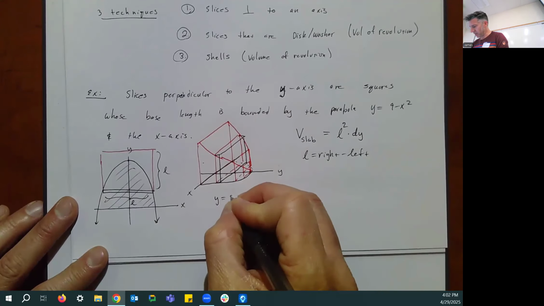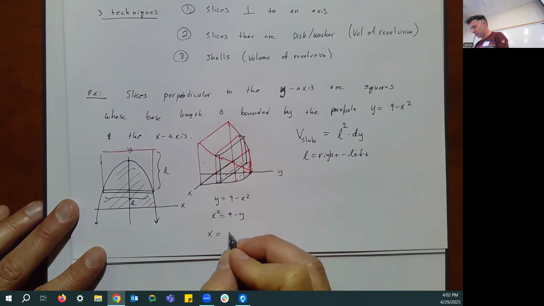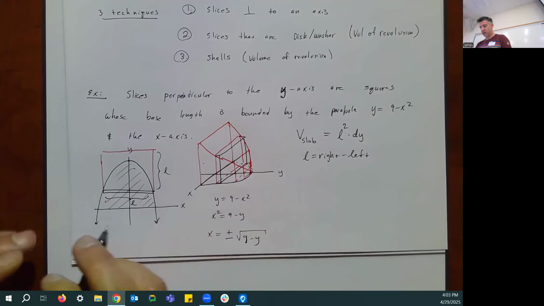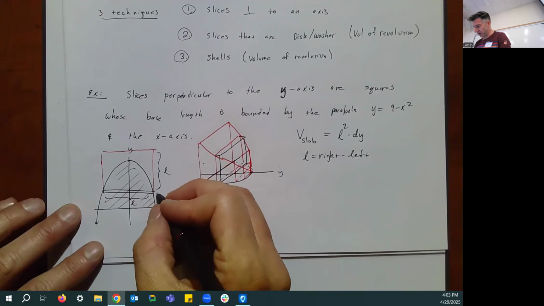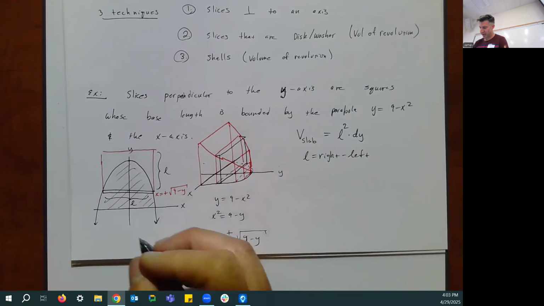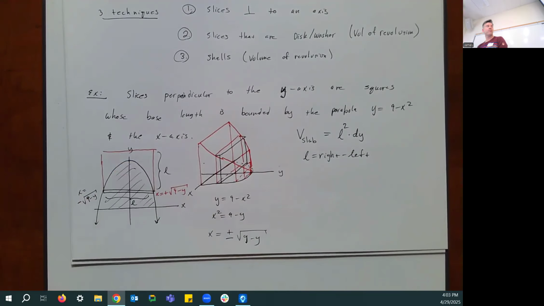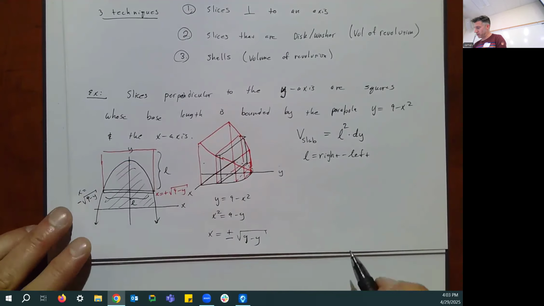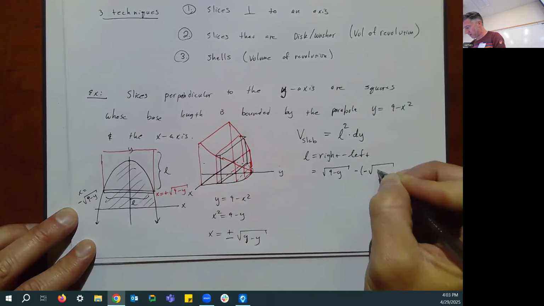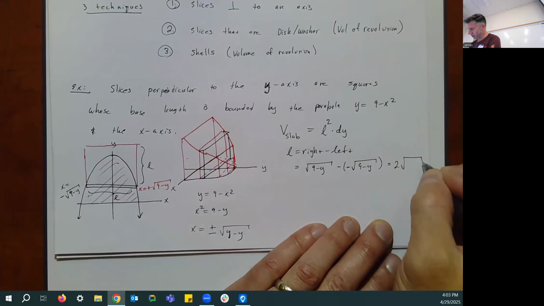So y equals 9 minus x squared, so x equals plus or minus the square root of 9 minus y. The right-hand side is the plus, right? This right-hand boundary is x equal to plus the square root of 9 minus y. This left-hand boundary is x equal to minus the square root of 9 minus y. So then our total length is going to be the square root of 9 minus y minus the negative square root of 9 minus y, which simplifies nicely. It's just 2 times the square root of 9 minus y.